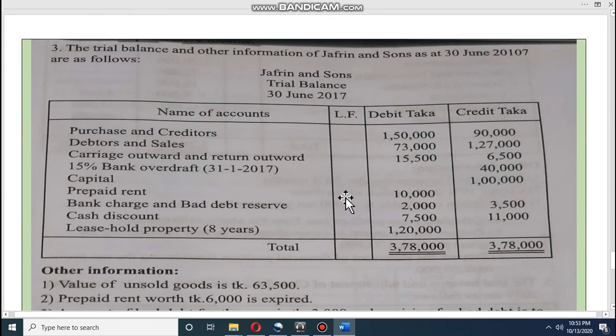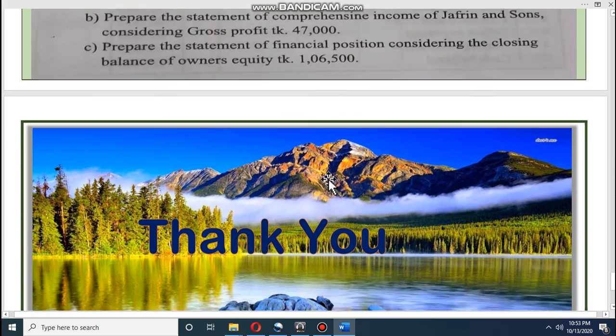Dear student, CQ3 from your books, it is your homework. All of you will do the math.